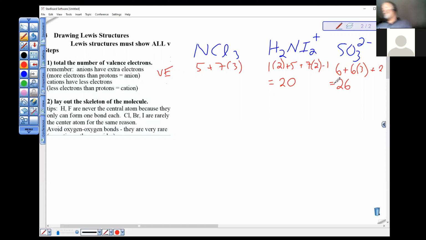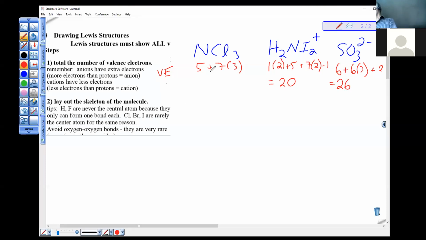Okay. Next up, we're going to lay out the skeleton. What goes in the middle of the skeleton? Well, there's certain atoms that are usually not in the middle, sometimes some that are never in the middle. It says H and F are never the central atom because they can only form one bond. The only times Cl and Br and I are the center atoms are typically if there's oxygens around. They usually only form one bond. Oxygen-oxygen bonds, avoid those if at all possible. They are very rare. I cut off the rest of the textbook. Please read it. There's good tips in there.